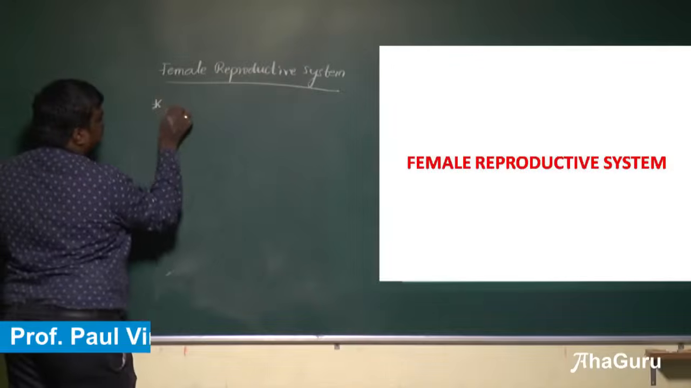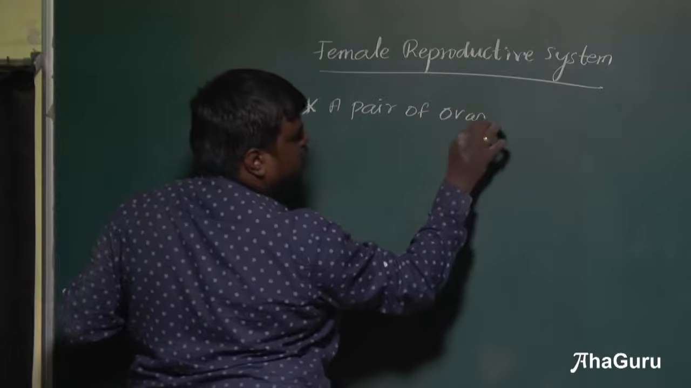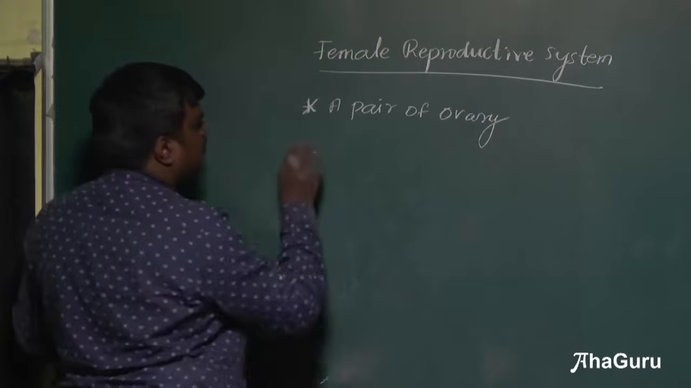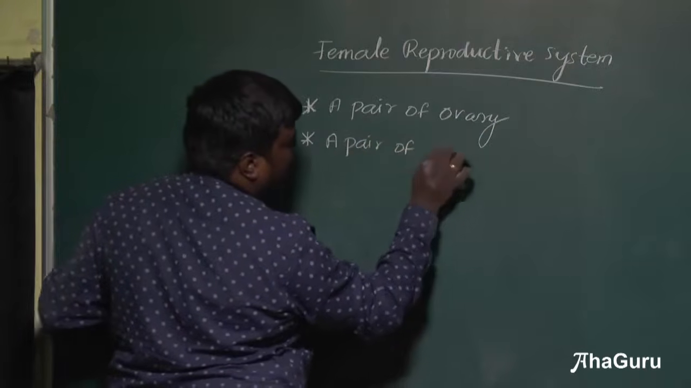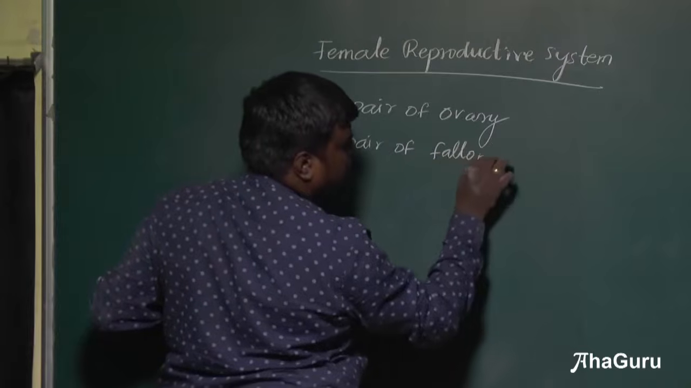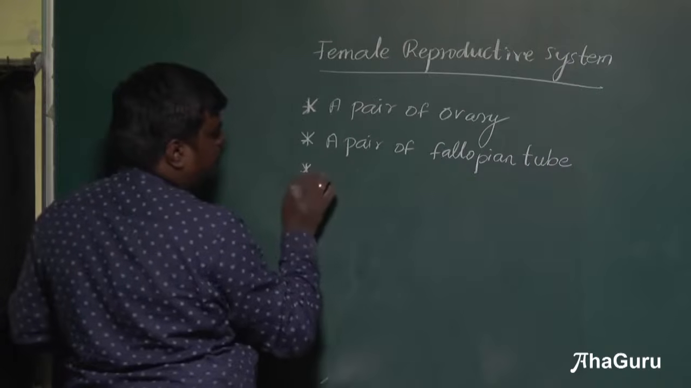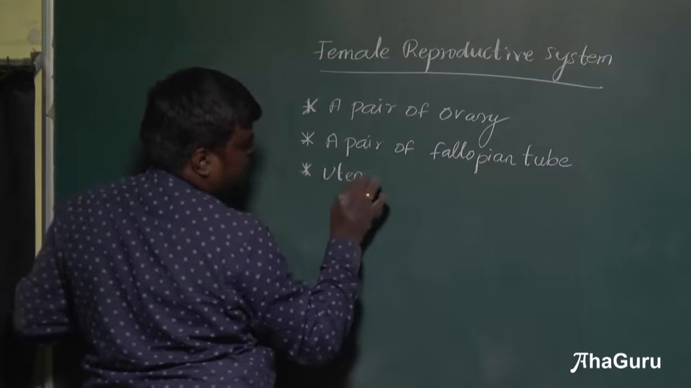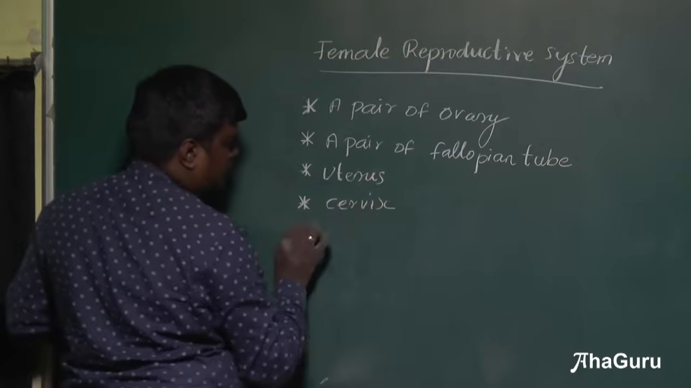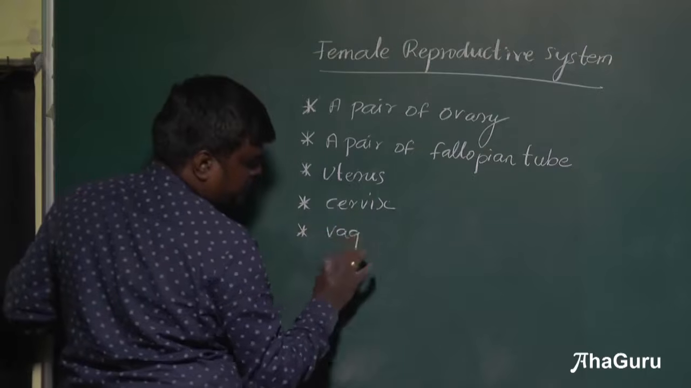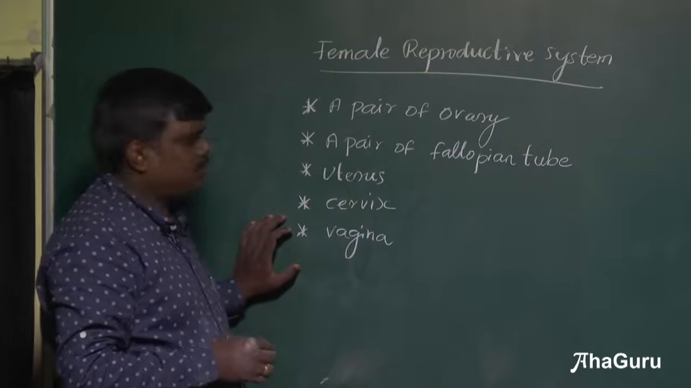It has a pair of ovary, which is present on the lower abdominal side, and a pair of fallopian tube, and uterus, cervix and vagina. These are the different parts of the female reproductive system.